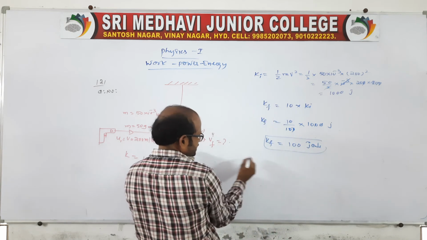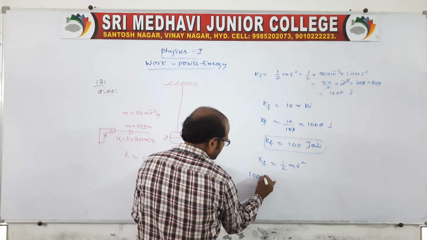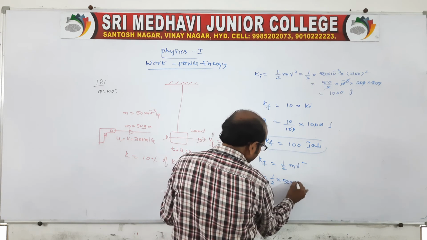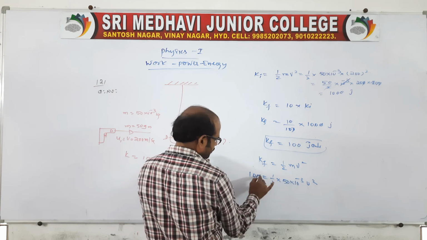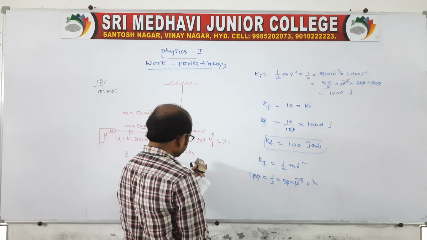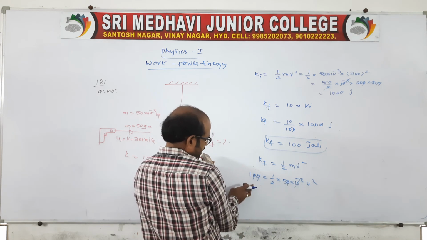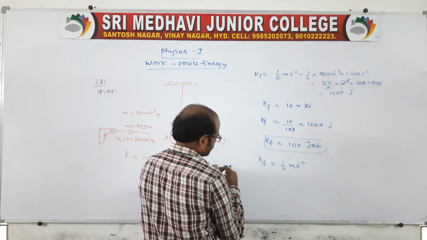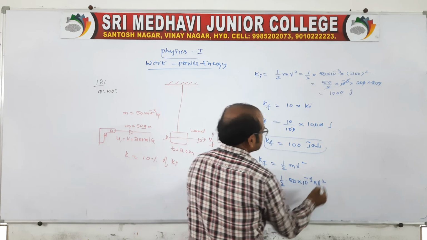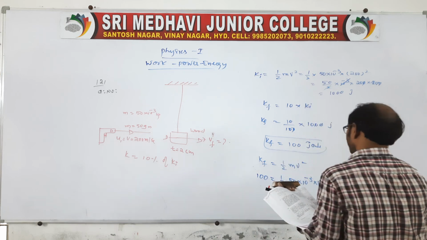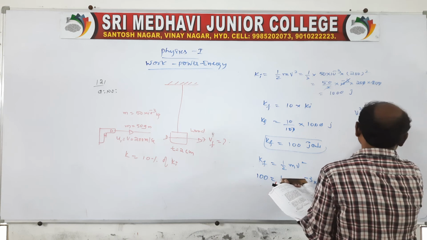Now the final speed is asked. K final is equal to 1 by 2 mv square. So it is 100 joules equals 1 by 2 into 50 into 10 power minus 3 into v square. So he is asking v square, then it is 200 by 50 into 10 power minus 3.